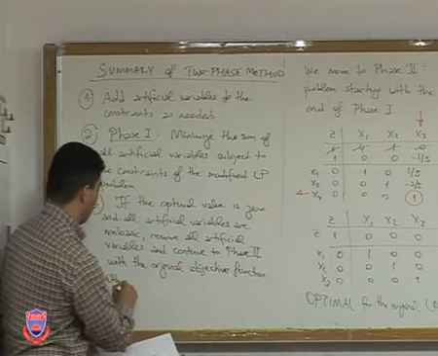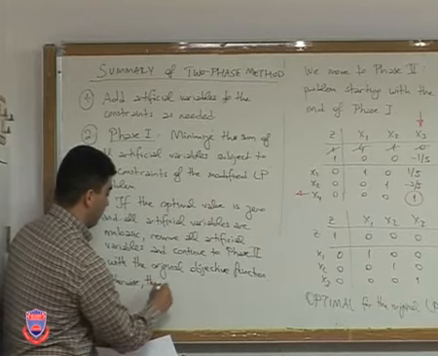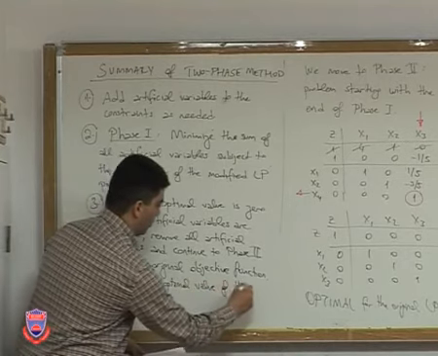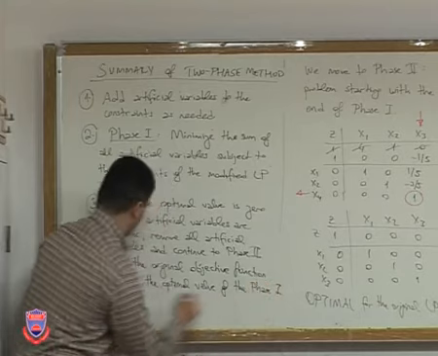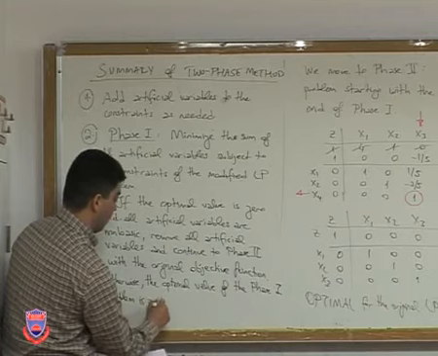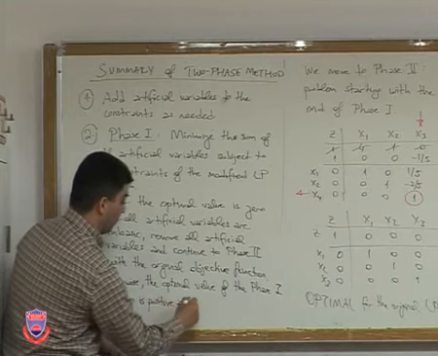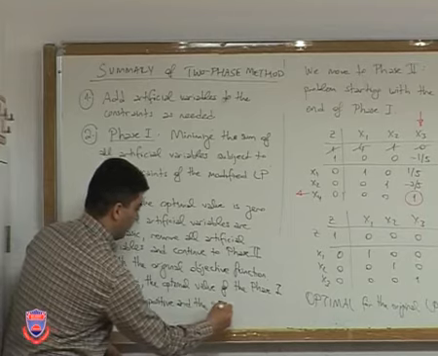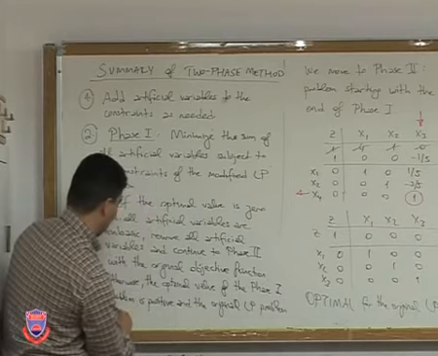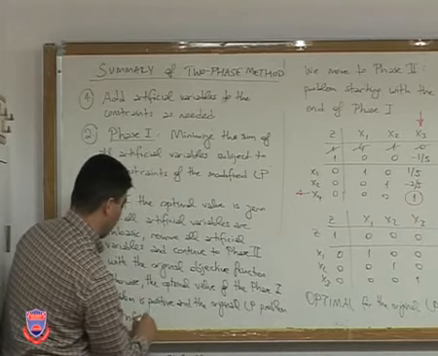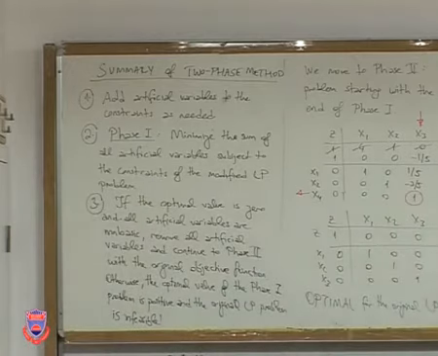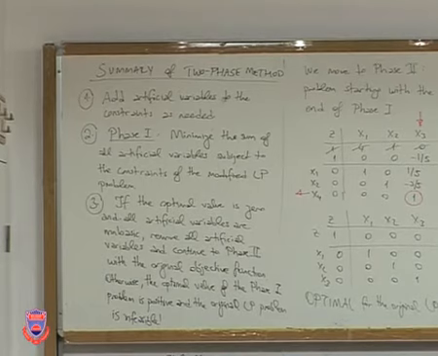Otherwise, the optimal value of the phase 1 problem is positive, and the original LP problem is infeasible. So it's a very simple method, basically.